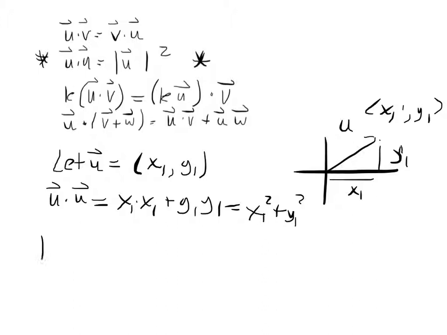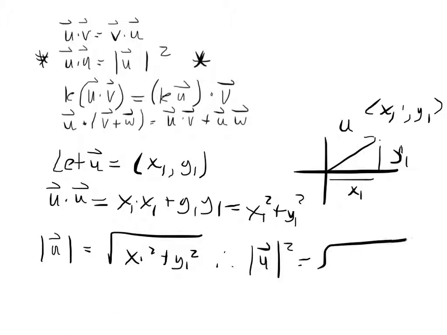Well, what's the magnitude of u going to be? Looking back up here, the magnitude of u, the length of u, is going to be the square root of x1 squared plus y1 squared. So therefore, the magnitude of u, quantity squared, is going to equal the square root of x1 squared plus y1 squared, quantity squared, which equals x1 squared plus y1 squared, and that indeed is our dot product of u with itself.